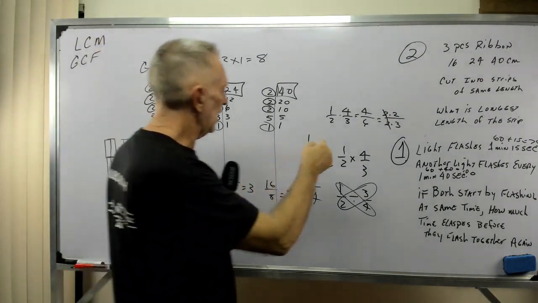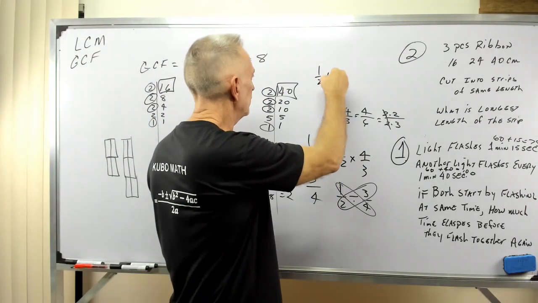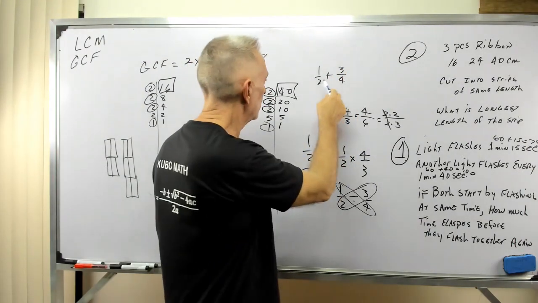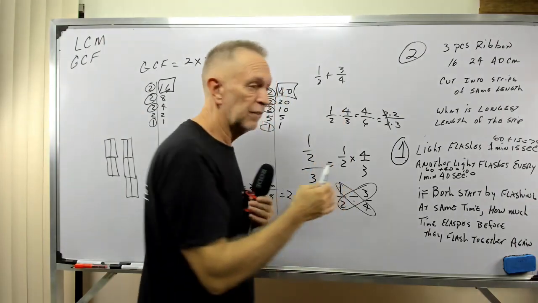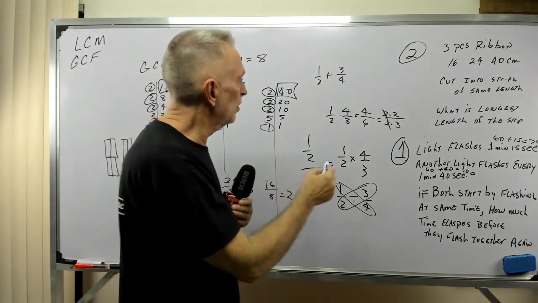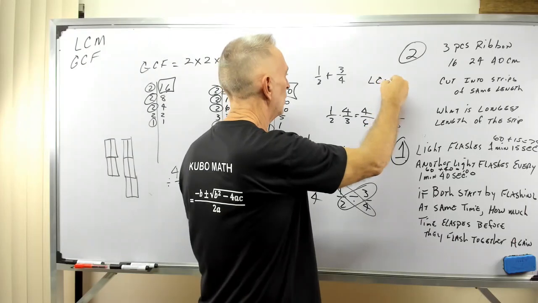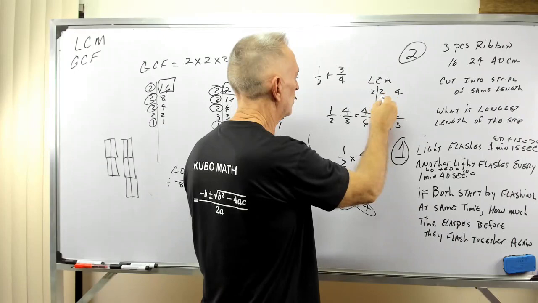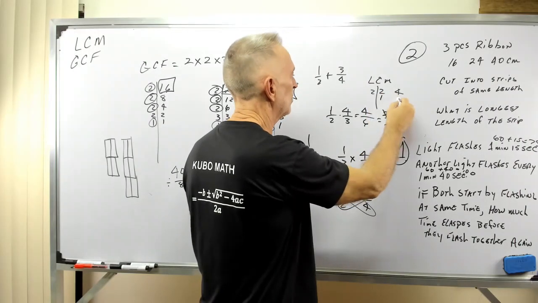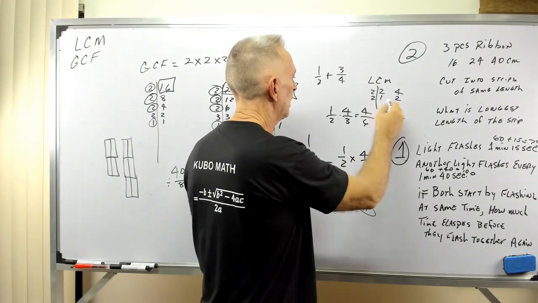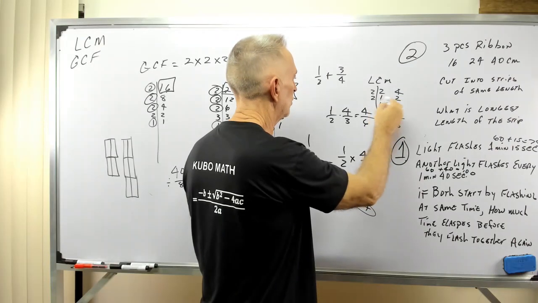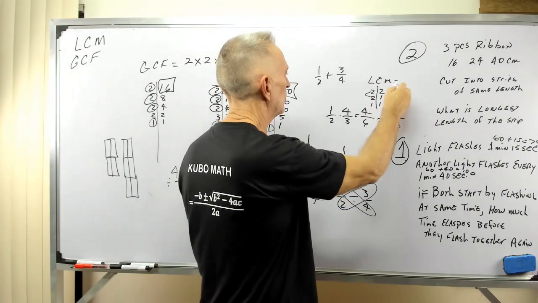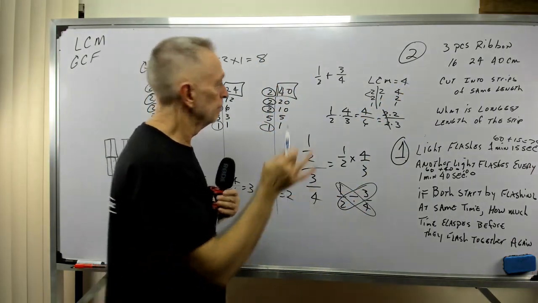So if I'm trying to add 1/2 plus 3/4, I have to get a common denominator, which, if you couldn't figure this out, you could do a least common multiple between 2 and 4. 2 and 4. Okay, 2. 2 divided by 2 is 1. 4 divided by 2 is 2. 2 divided by 2 is 1, bring the 1 over. 2 times 2 is 4, times 1 is 4. So my least common multiple is 4.